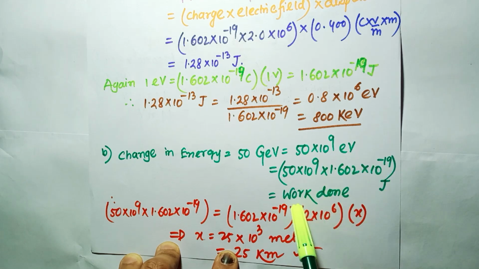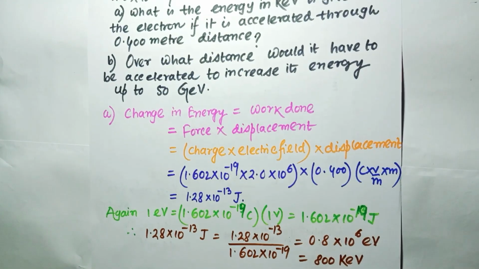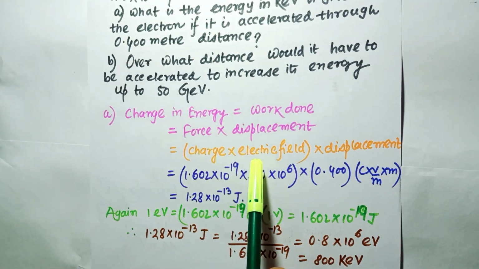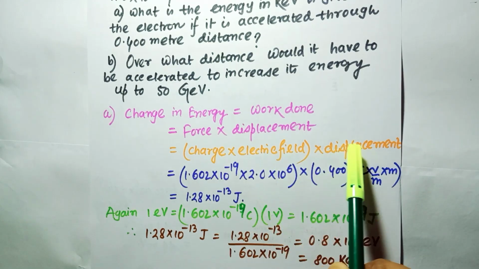So this is the amount of work done. So 50 into 10 to the 9 times 1.602 into 10 to the minus 19 is equal to, so again, the work done is equal to charge into electric field into displacement. Here charge and electric field are given. I need to find the displacement.